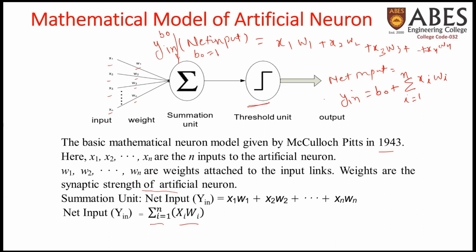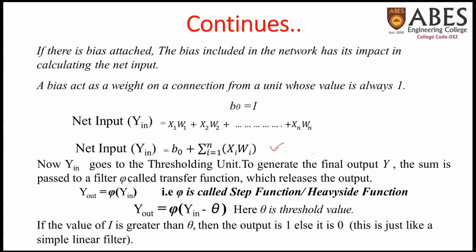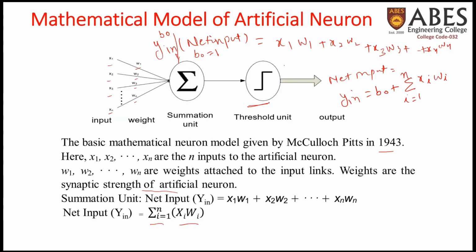This is also called the transfer function, Heaviside function, or step function. This is denoted by phi. Y out equals phi of y in. Here is some value theta, that is called the threshold value. So y out equals phi of y in minus theta. Theta is the threshold value. This is our activation function.